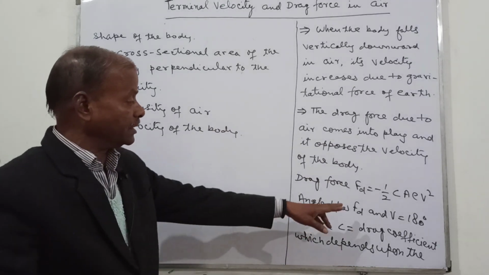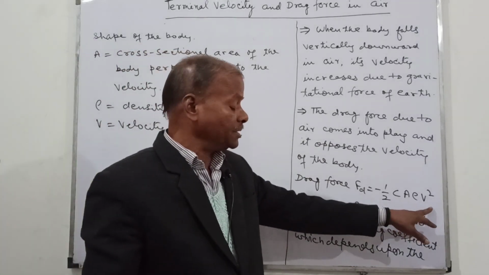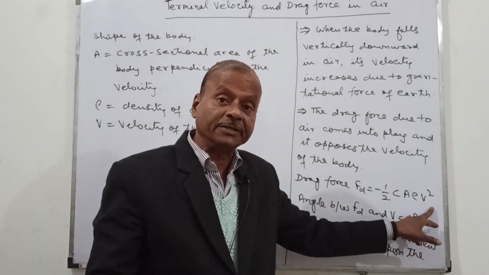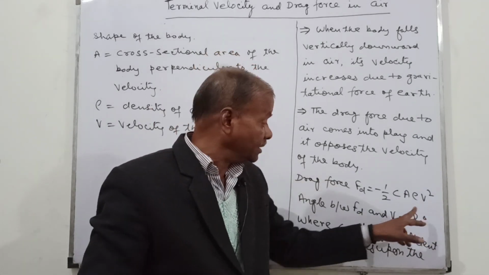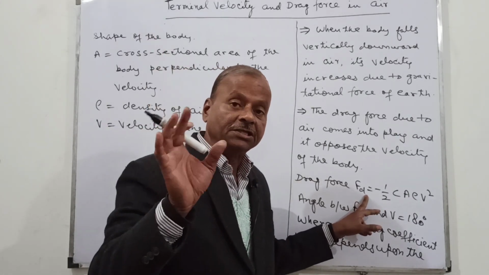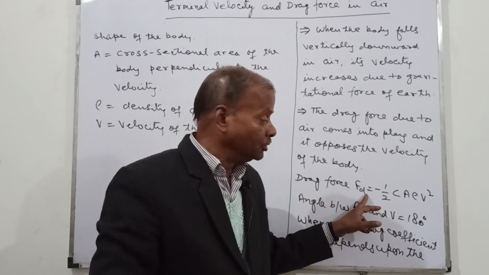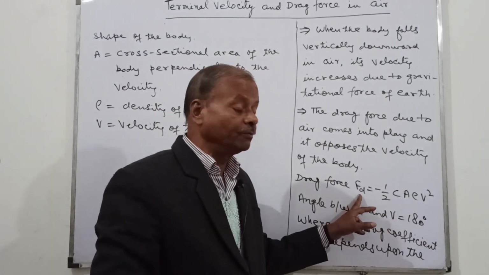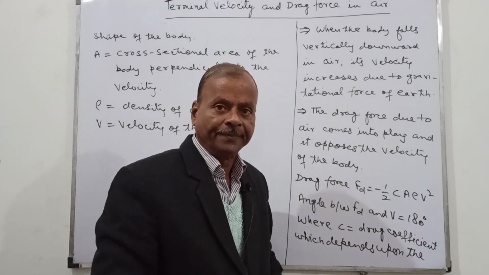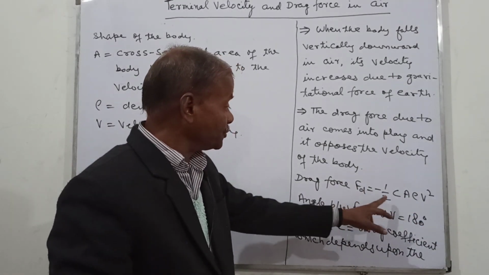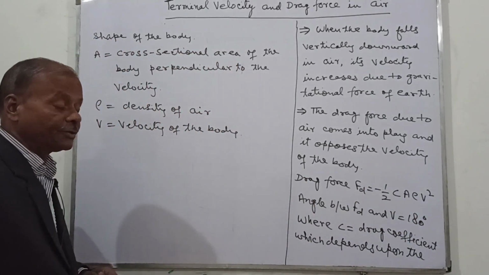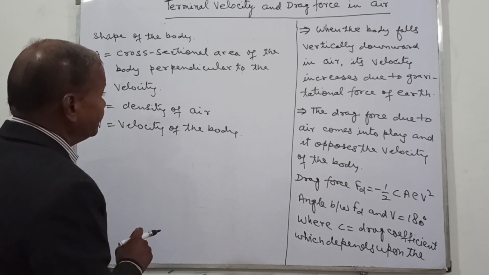As you can see, FD is proportional to the square of the velocity. It means that if the velocity is doubled, then the drag force will be 4 times. So as the velocity increases, the drag force increases. The velocity is more effective in the case of drag force. So this drag force depends upon these 3 factors. Now what happens to the terminal velocity, as I show by the diagram?